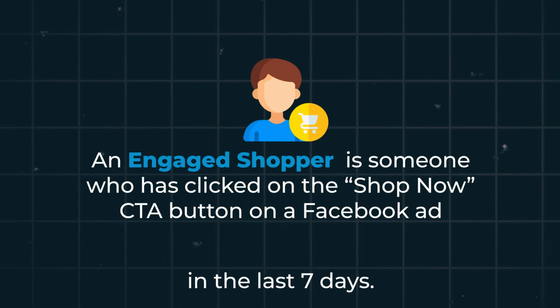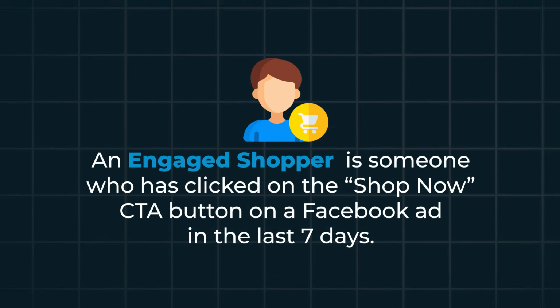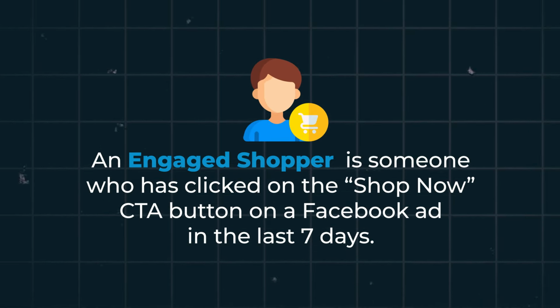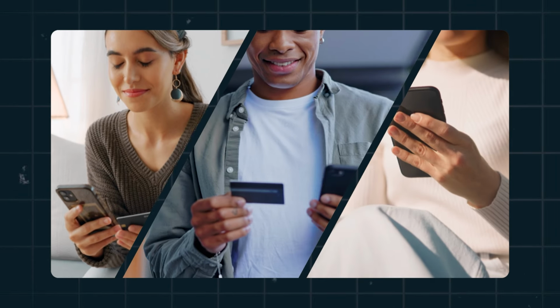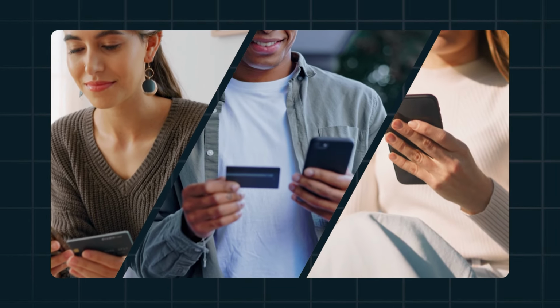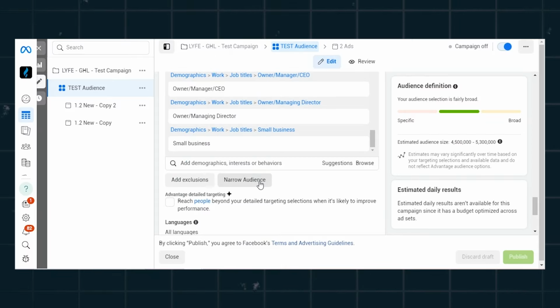An engaged shopper is someone who has clicked on the Shop Now CTA button on a Facebook ad in the last 7 days. It's a behavior, not an interest, so these people have a history of shopping products advertised on Facebook. And the reason you need to click narrow audience first is because if you just lump this targeting option in with the rest of them, it's an either or situation.